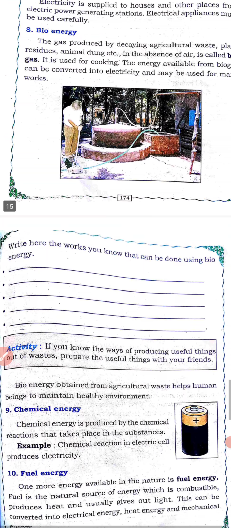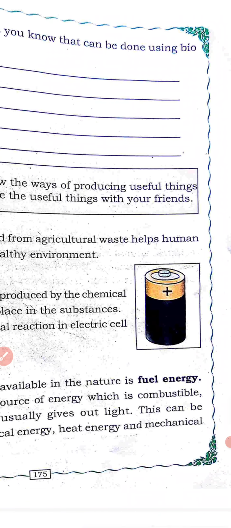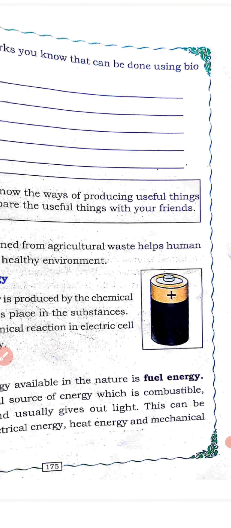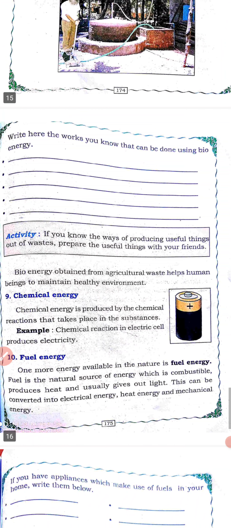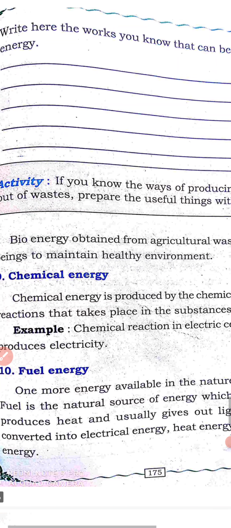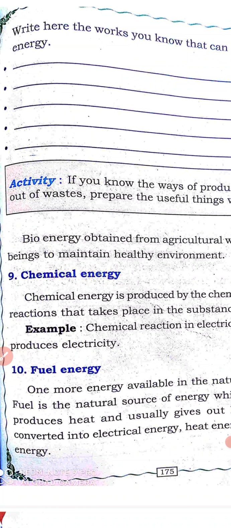Next we have chemical energy. All of you might have seen the electric cell in the clock, in the TV remote and so on. You have seen this type of cell is used. Also in your inverter big batteries are there. In these, chemicals are used, and the chemical reactions taking place produce electricity. So chemical reaction produces electricity. So that is also one type of energy.